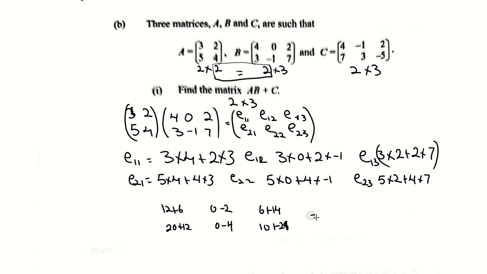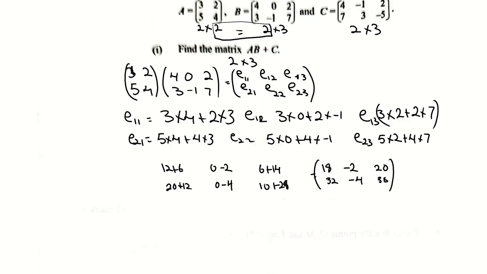Alright, so this would be 6 and 12 is 18, negative 2, 20, then 32, negative 4, 28 plus 10 is 38. Right, and that should be your answer.